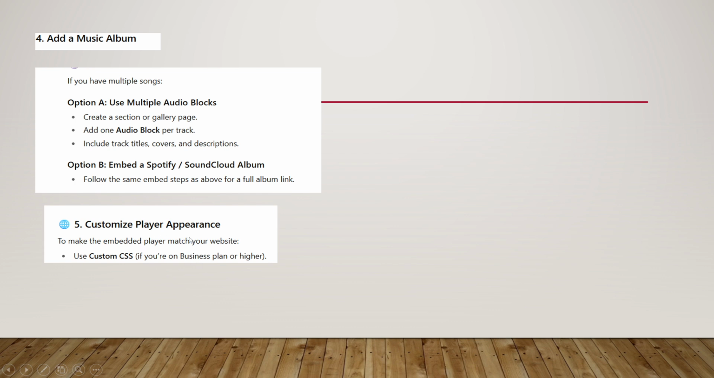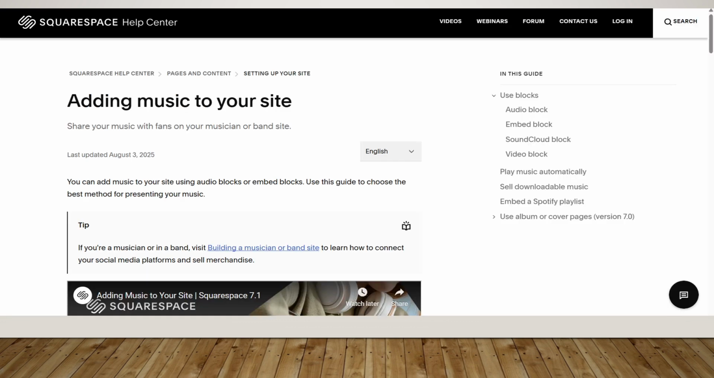Finally, to align the player with your brand, Squarespace supports custom CSS on business plans and higher. You can refine spacing and surrounding styles, but third-party iframes have limited direct customization. Where available, set themes and colors in the provider's embed settings and aim for strong contrast for accessibility. When you're done, click Apply and Save, then preview on desktop and mobile to confirm everything looks and plays smoothly.